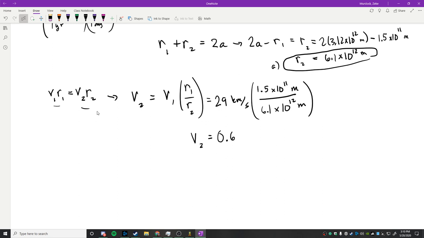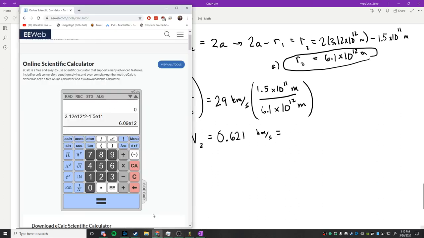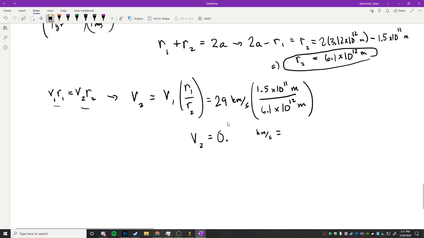And we get that V2 is going to be really small. I think it's going to be something like 0.6 something kilometers per second. I think it's 2.1. Does that look right to you guys? Nope, not quite right. I don't know where I got that number from. All right, so there you go. It's very slow by comparison, right? I mean, it's extremely slow.